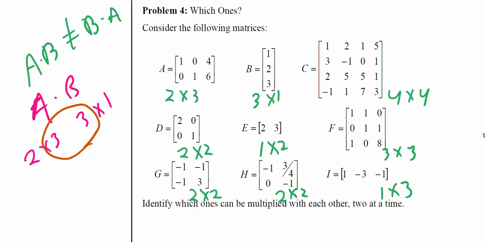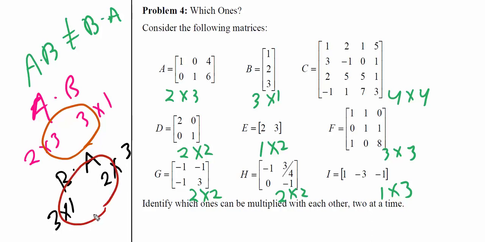However, if we were to consider B times A, well, B is a 3 by 1 matrix and A is a 2 by 3 matrix. Can these two be multiplied in this order? When we consider the middle numbers here, they are not the same. And since they're not the same, B times A is not possible. So we can begin by saying A times B is very much possible, that's one answer. But B times A is not an option.